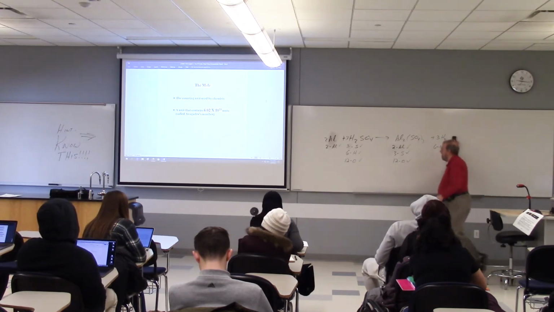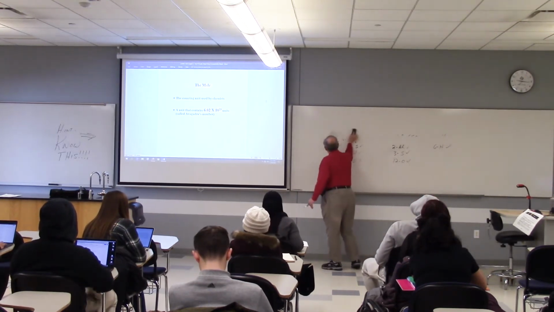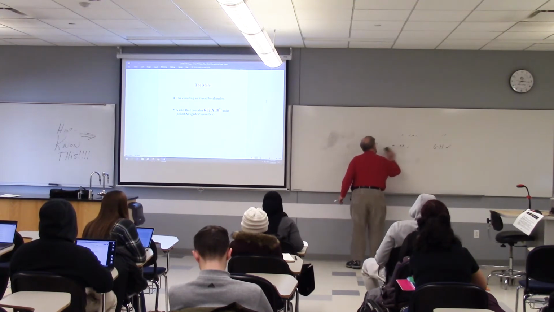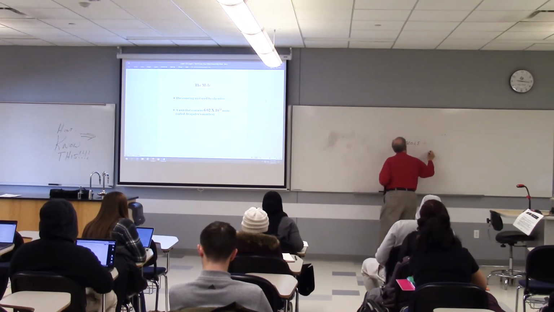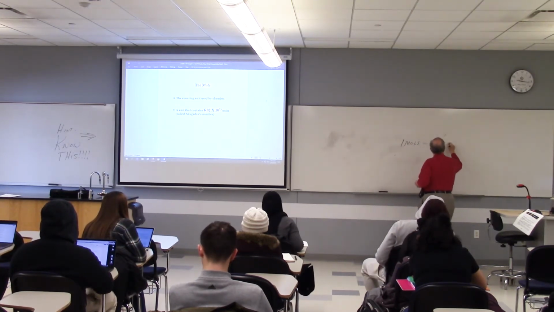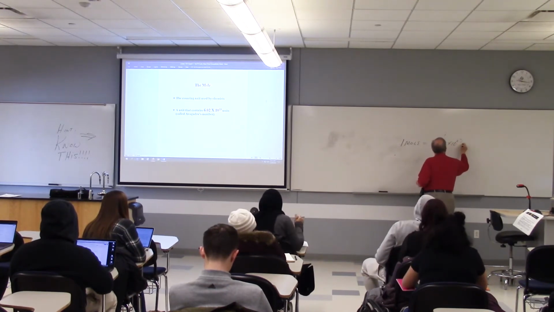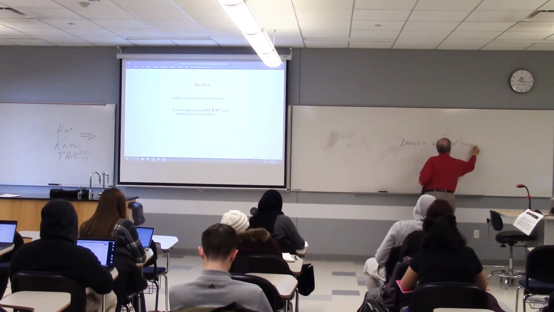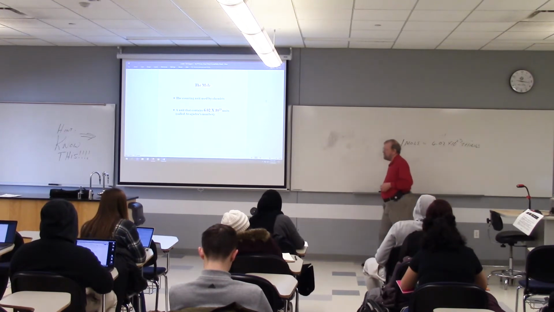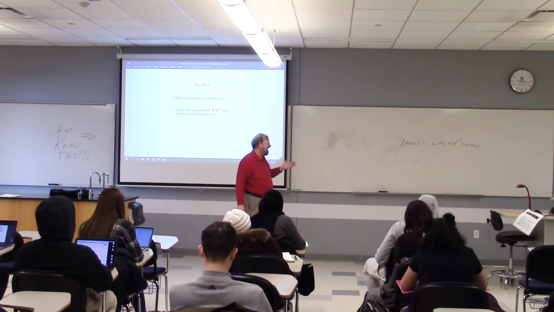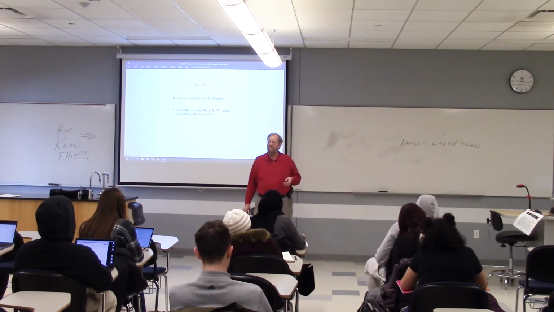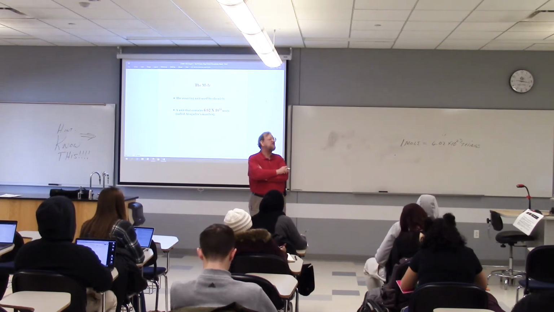All right, so what does this all mean? I have a mole of atoms. I have 6.02 times 10 to the 23rd atoms. I have a mole of students. I have 6.02 times 10 to the 23rd students.